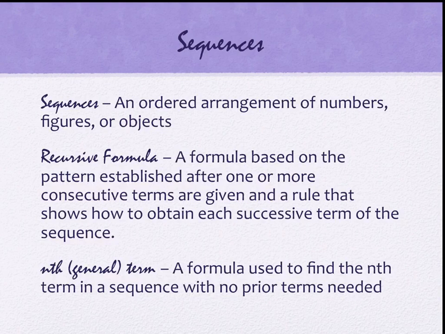An nth or a general term is a formula used to find the nth term in the sequence with no prior terms needed. This usually looks like an equation. It says something like the numbers in the sequence follow this equation, 4x plus 2. So if x is equal to 0, the first term is 2. And if x is equal to 1, we can plug the number 1 in, and we can get the second term is 6. Okay? So it's an equation that you can use to get the next term.